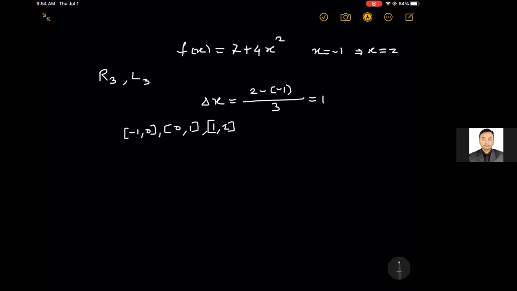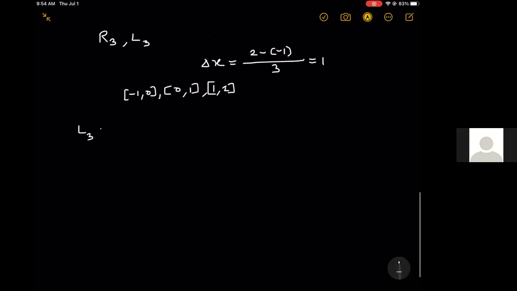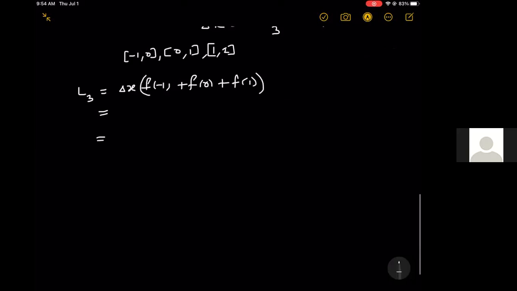Now from group 3, Cole or Kimberly. What we started with was the left. I just wrote it out by hand, but we just had the delta x times f of -1 plus f of 0 plus f of 1. We just plugged those into the equation. And so what I got was 11 plus 7 plus 11, which was 29. Yep. Okay, let us verify that.